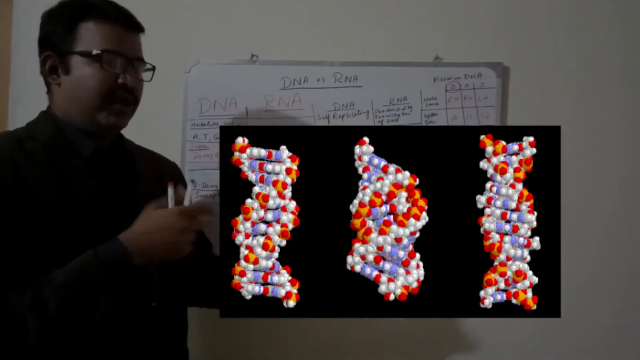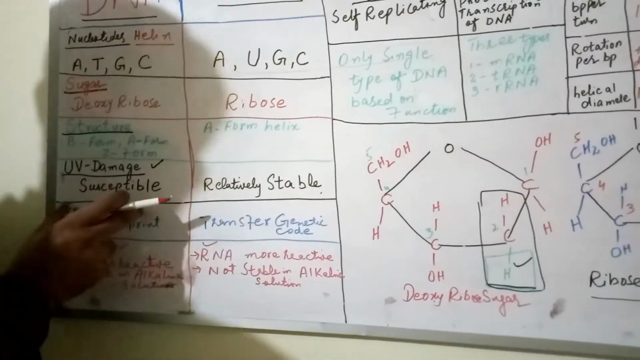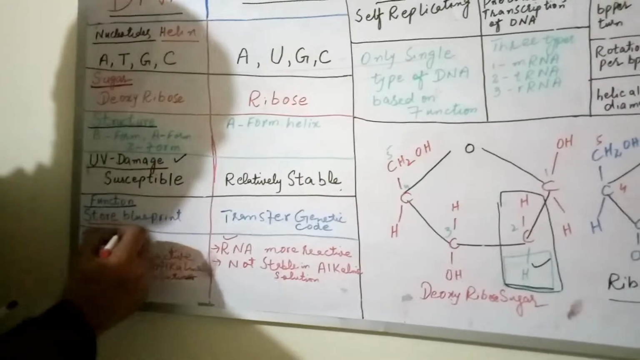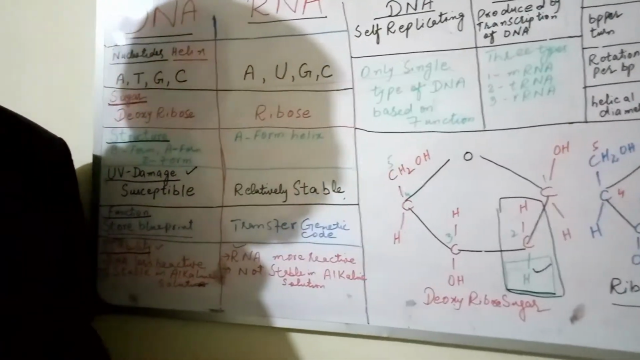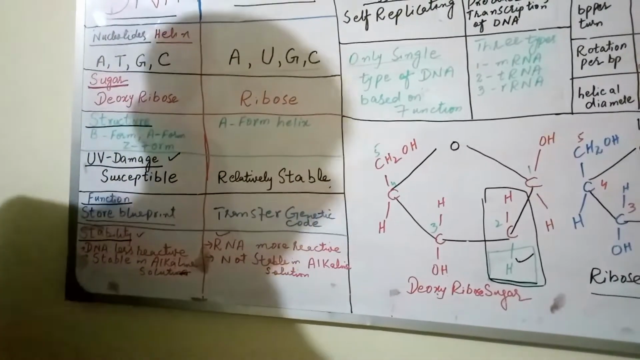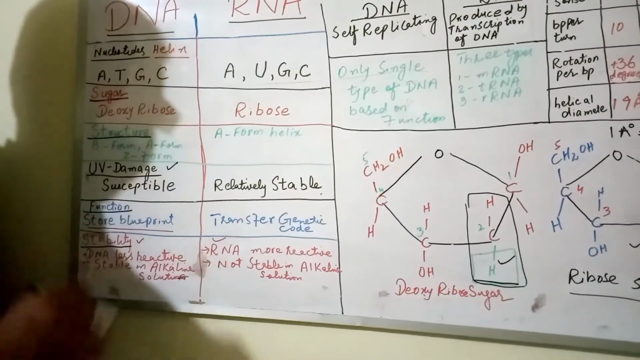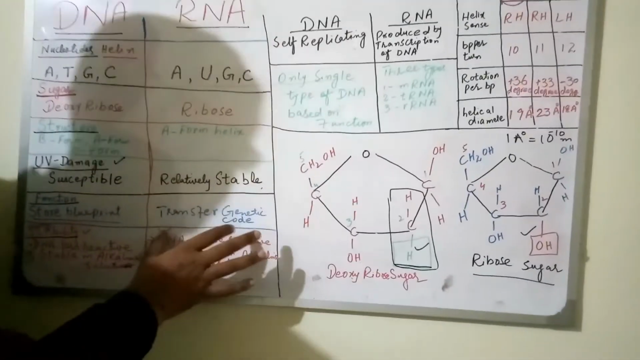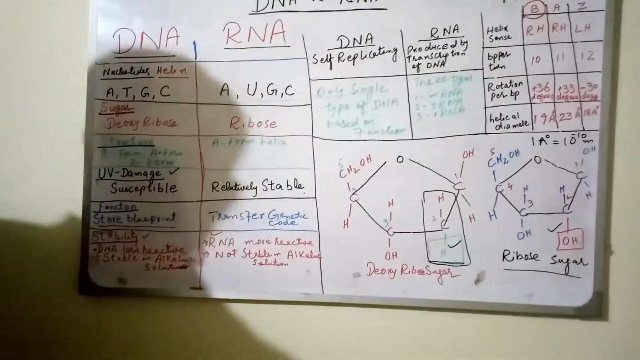And now we will see the functions done by the DNA. DNA basically has the blueprint or the code of all living organisms, which is a biological code present inside the DNA. It is termed as the stored blueprint. While RNA only transfers the genetic code from DNA to protein.